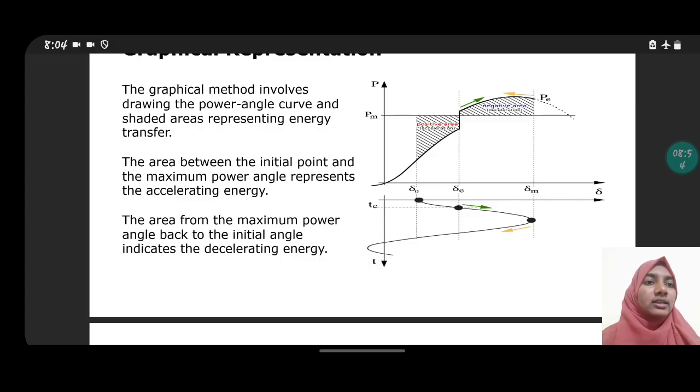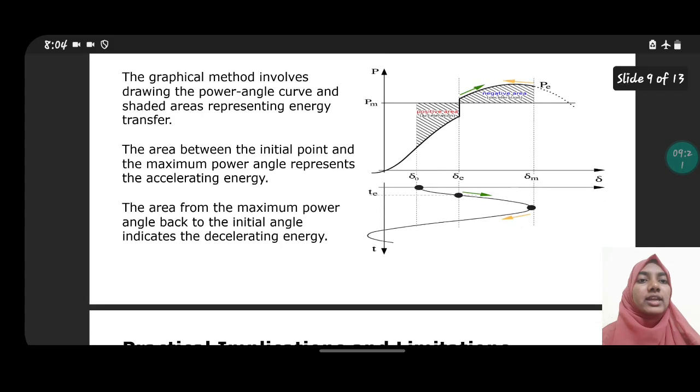So you can see that delta m and delta pm are the initial points, and the maximum power angle represents the accelerating energy. Delta m and pm are representing the initial points, and the area from the maximum power angle back to the initial angle indicates the deaccelerating energy.